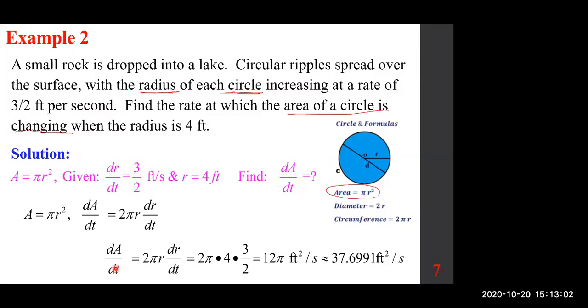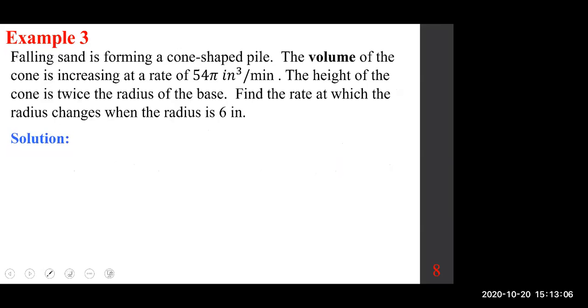So could somebody be kind enough to read this question, please? I can read it, Professor. Thank you so much. Example 3. Falling sand is forming a cone-shaped pile. The volume of the cone is increasing at a rate of 45 pi inch cubed per minute. The height of the cone is twice the radius of the base. Find the rate at which the radius changes when the radius is 6 inches.